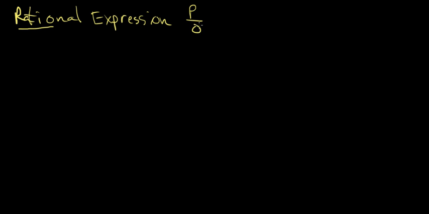Well, rational expression. Remember, the word rational in math, ratio is the root word. So a rational expression is basically a ratio like P over Q, where P and Q are polynomials. That's what a rational expression is. P over Q, like a ratio. It's P over Q where P and Q are polynomials.